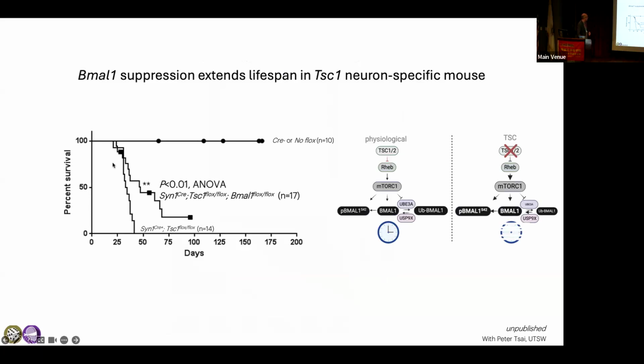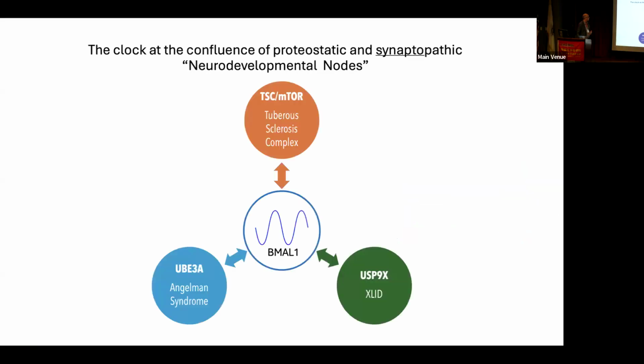We've subsequently gone on to look at a more severe model. This is a knockout of the TSC gene in neurons, and this is known to be lethal. When we knock out one copy, we knock out 2 copies of BMAL in conjunction, we're able to almost double the lifespan. We don't rescue completely, which we wouldn't have expected, but we are actually able to show that we can get some degree of rescue, again, supporting the idea that BMAL is a downstream component of this mTOR pathway with relevance to TSC.